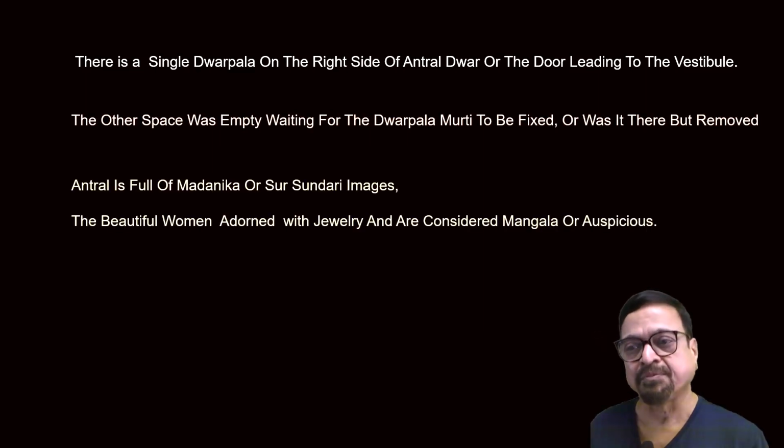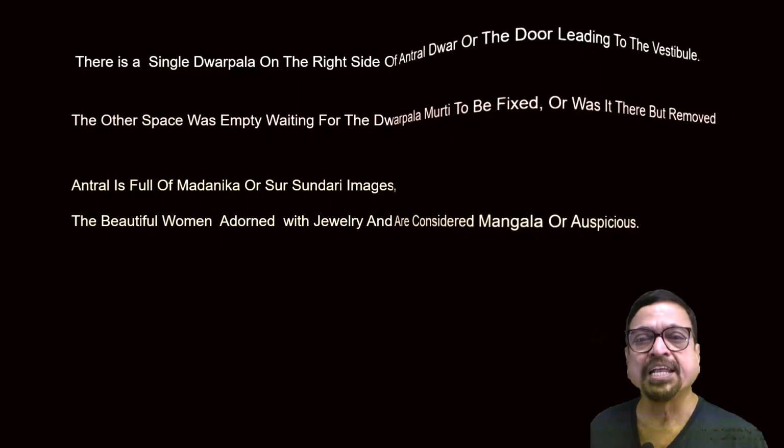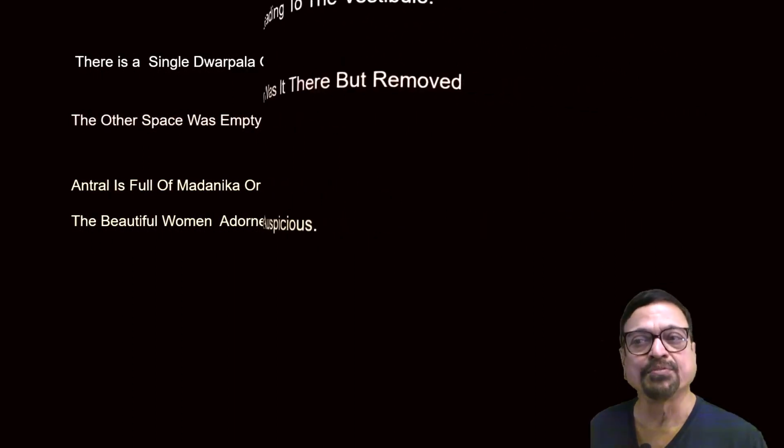The Antarala has Madanikas, which is a very rare thing, and they can also be called Surasundaris. Beautiful women adorned with jewellery are considered Mangala and auspicious, but they are seen in a small number of temples. The Antarala is usually empty; it is carved, but there are no female carvings, though they are auspicious.